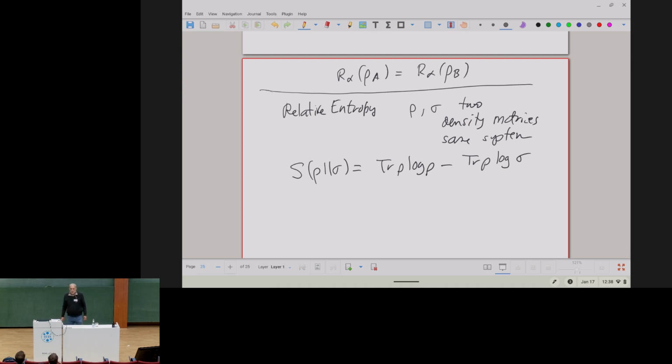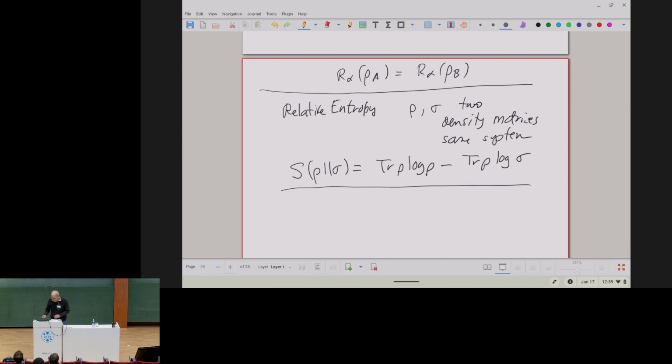And it actually has an interpretation in terms of how hard it is to distinguish rho from sigma by an experiment. If your hypothesis is that a system is described by sigma, but the correct answer is rho, and you ask how hard it is by a measurement to learn that you were wrong, the bigger the relative entropy, the easier it will be by an experiment to distinguish them, assuming the experiment is chosen correctly. But we're not going to need that.